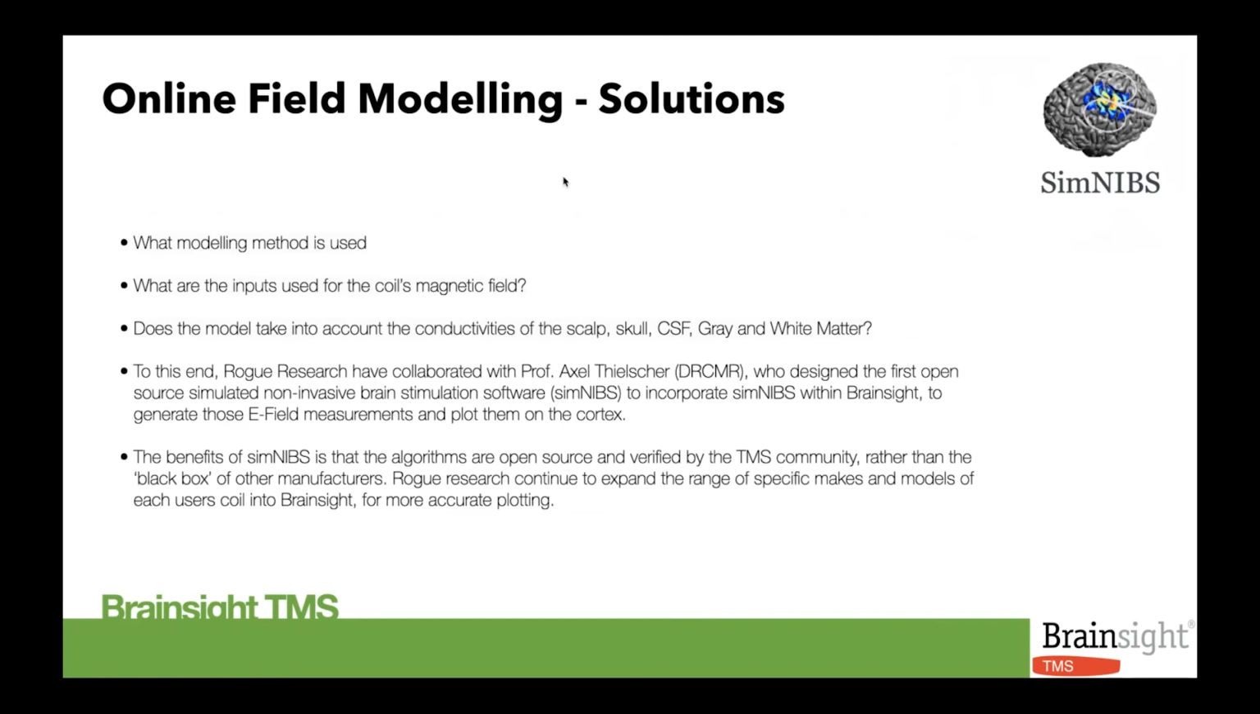So to this end, SimNIBS is the one that was chosen, given that it's open source, developed by Professor Axel Thielscher in Denmark. Those E-field measurements now are still done by SimNIBS, but the GUI, or the visualization, takes place in the really nice kind of Brainsight software. It opens that kind of black box that other manufacturers have, because field modeling is available in other Neuronavigation products, but it's a bit of a black box. No one knows what the algorithms are being used to do so.